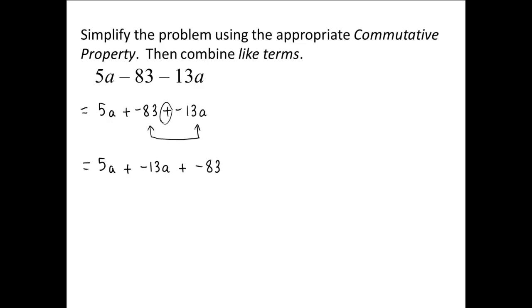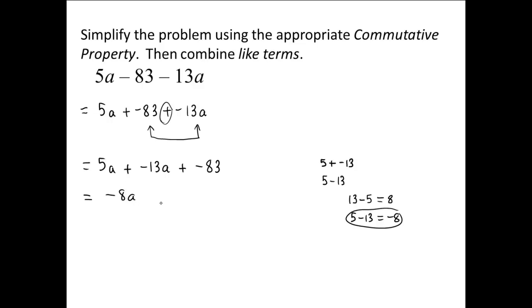Therefore, we will add their coefficients, 5 plus negative 13. 5 plus negative 13 is the same as 5 minus 13. Here's a quick way to compute smaller number minus larger number. Turn them around. Compute 13 minus 5, which we all know is 8. Therefore, reversed, 5 minus 13 is negative 8. So 5a plus negative 13a is negative 8a. Adding two like terms produces the same like term.